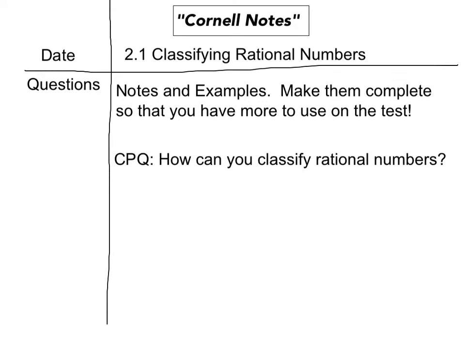Hi, this is video 2.1, classifying rational numbers. Remember, because these are Cornell style notes, you are going to divide your paper into these 4 quadrants: title, date, and keep a section for those questions. Remember, you're going to be typing in questions into the video.